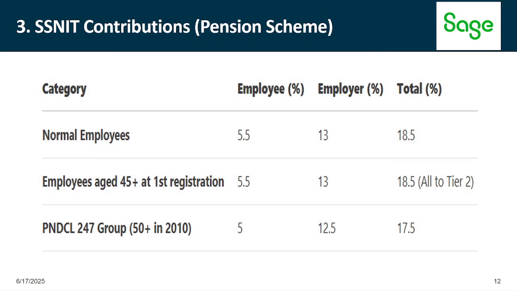SSNIT contribution. Now we have different categories of SSNIT contributors. Normal employees pay 5.5% of their basic or their income. Employer pays 13%, making it a total of 18.5%. Employees aged 45 years or more at their first time, those who started working very late in their life, pay 5.5%, and the employer pays 13%, and all goes to Tier 2. Those under the PNDCL 247 group pay 5%, employer pays 12.5%, making it 17.5%.